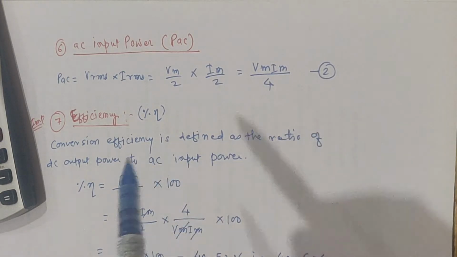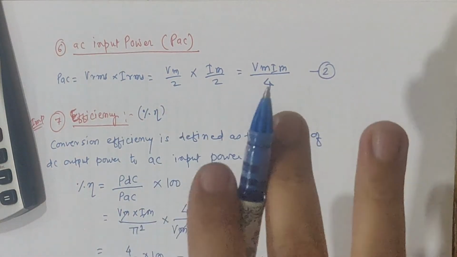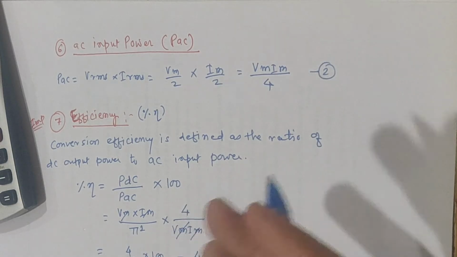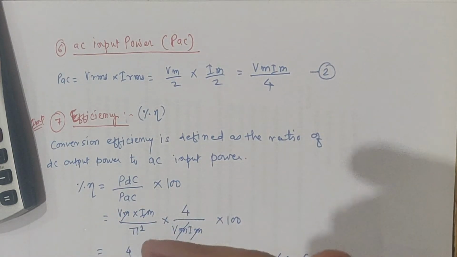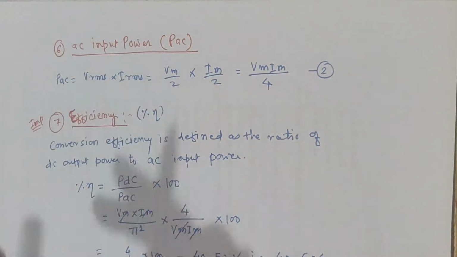Because of this lesser efficiency, only 40.6%, half wave rectifier is not preferred. That is the main issue why we prefer full wave rectifier. We'll see this when we study full wave rectifier. But remember this, we have lots of ripples to be removed. For that purpose, we need to calculate how much percentage of ripples are present, and for that we need the next analysis, which is called ripple factor. So let us go for that.